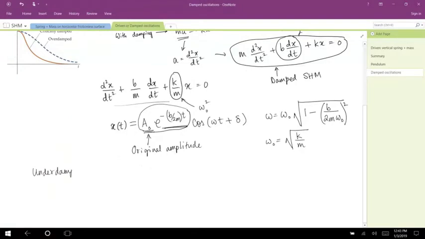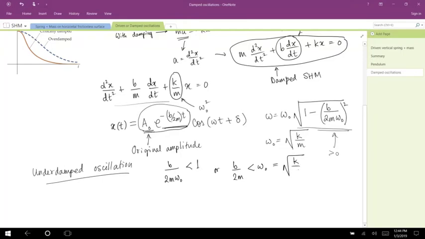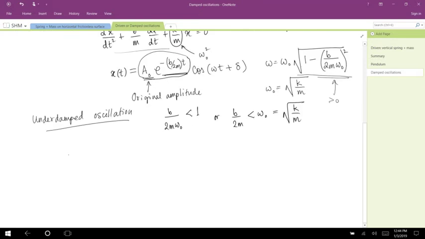So underdamped oscillation happens when the quantity within this square root over here is greater than 0. So for underdamped oscillations, we need b over 2m omega naught to be less than 1, or b over 2m has to be less than omega naught, which is equal to square root k over m. Alright, so that's the condition for underdamped oscillations.